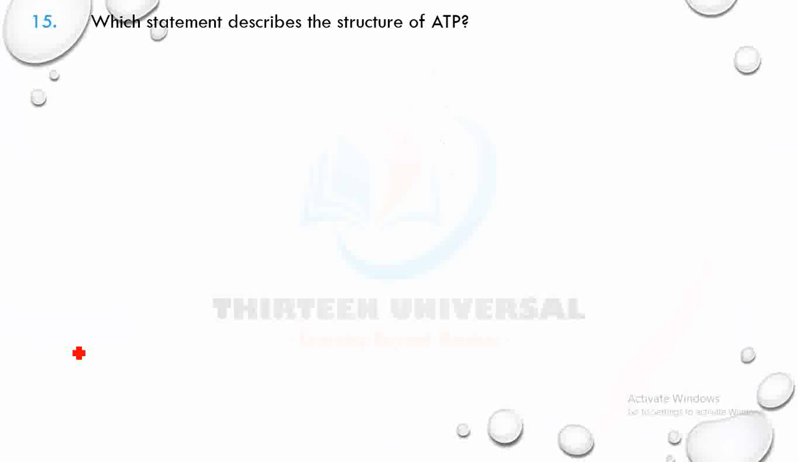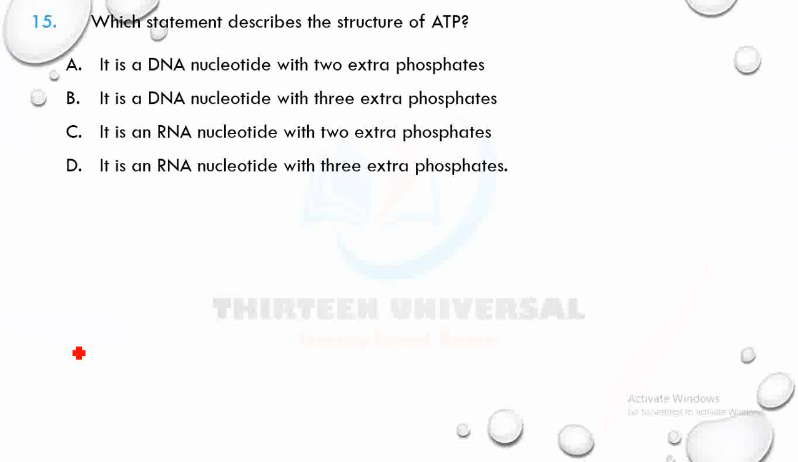Which statement describes the structure of ATP? All right, pause the video and try it. ATP, adenosine triphosphate, okay? So it's a DNA nucleotide with 2 extra phosphate. Now, ATP is not a DNA nucleotide because it doesn't have deoxyribose. It has ribose. So this is wrong because ATP has ribose as its pentose sugar. Yeah, but it shares ribose with RNA.